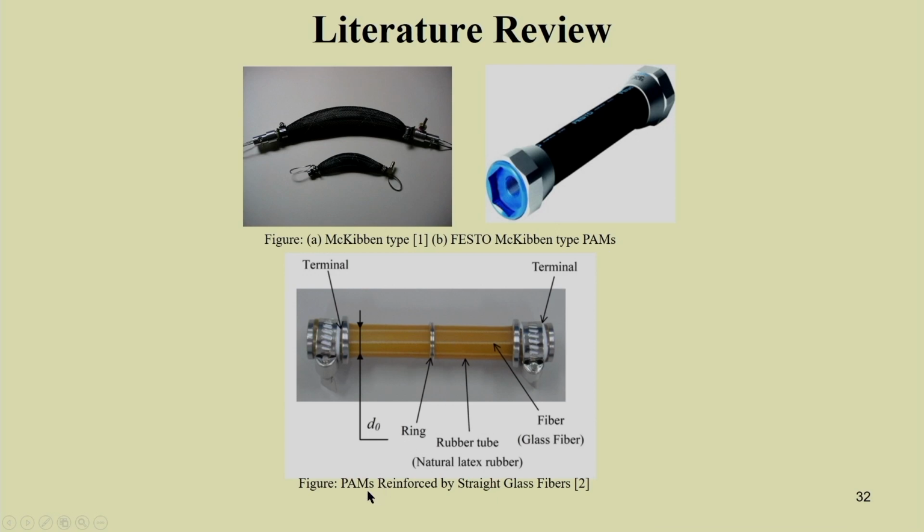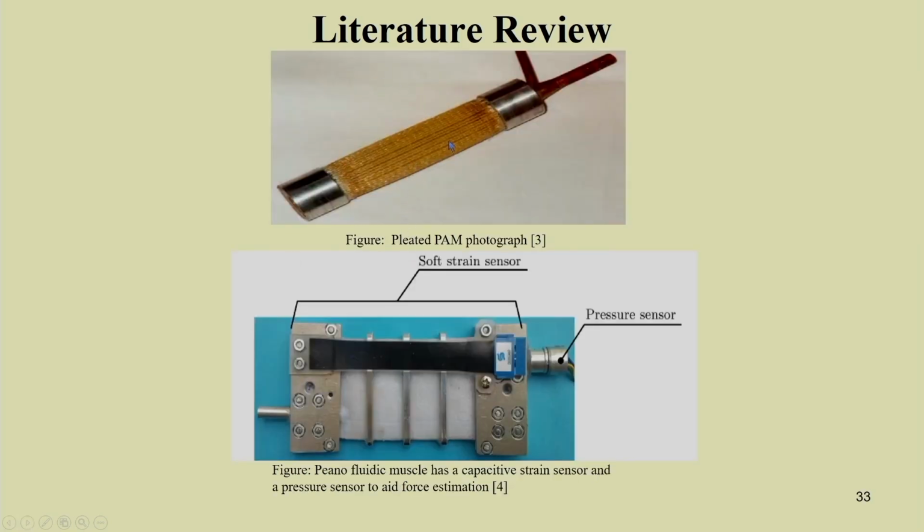You can put PAMs reinforced by straight glass fiber. Here you can see this glass fiber, and there are several rings also. This is a rubber tube with this glass fiber embedded in it. Then you have the terminal, from where you can connect these pipes for supplying the air. There are several other related PAM photographs you can find. This is the PAM muscle; the Festo fluidic muscle has a capacitive strain sensor and a pressure sensor to aid force estimation. So, you can put a pressure sensor and a force sensor also.